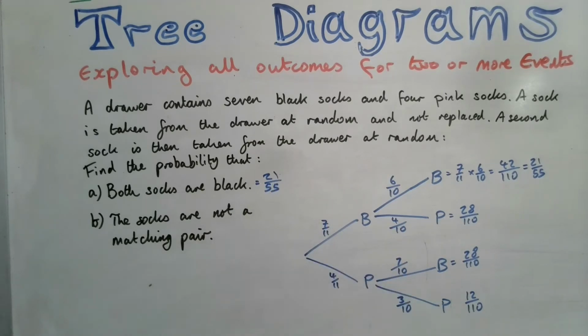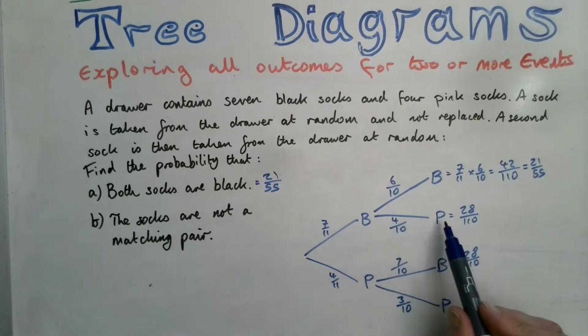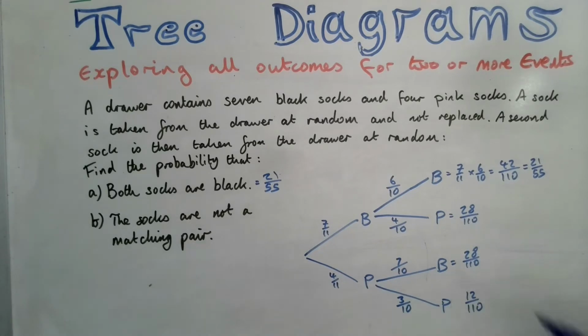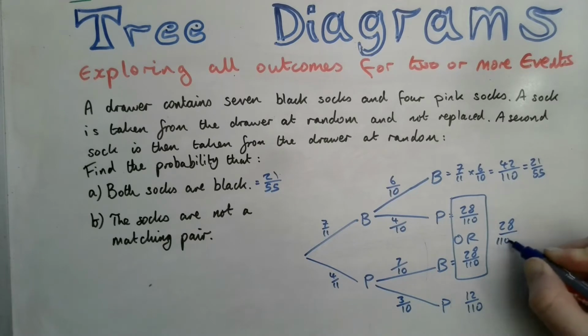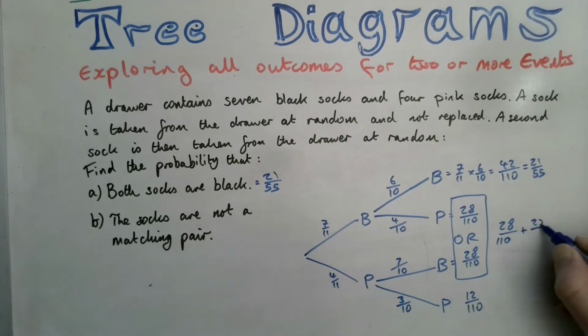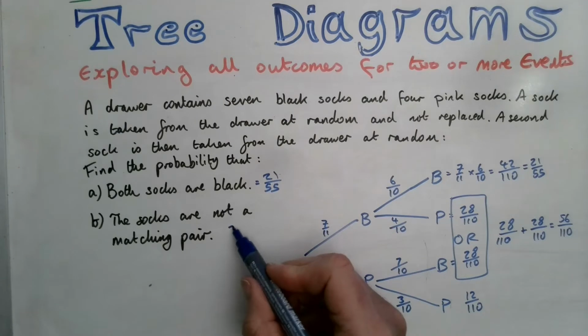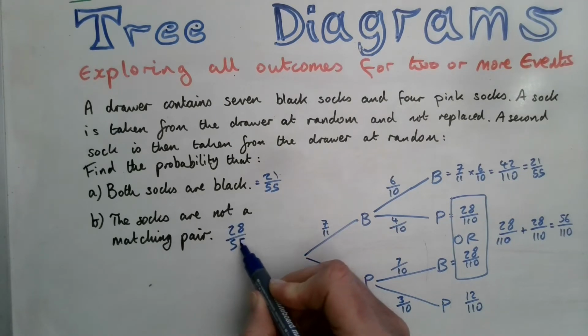The socks are not a matching pair. Well, we've got 2 routes that can do that. Black and then pink, or pink and then black. They're both the same, but they're both 28 ways that it could happen. So it is an or situation for that. And or in probability means as it works with this one or that one, it makes it more likely. So you add your probabilities together, and you don't need to worry that it's going to go over 1, because if we were to add everything that can happen together, it gets to 110 out of 110. So that gives us 56 over 110, which we could do down to 28 over 55 if we wanted to.